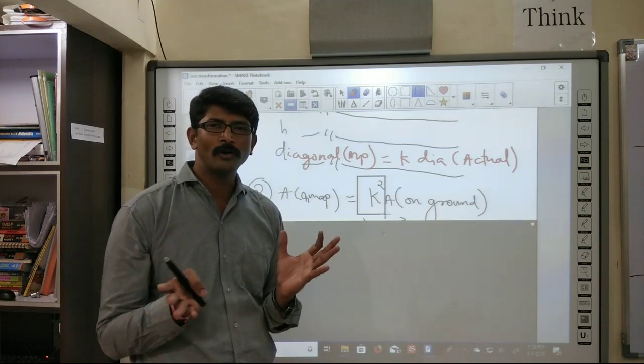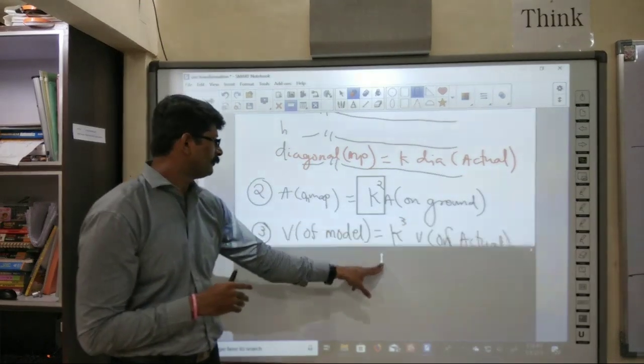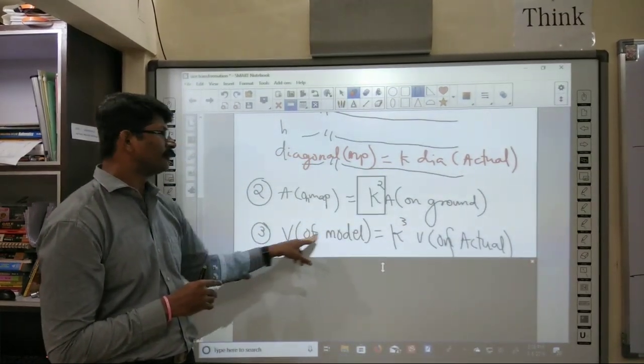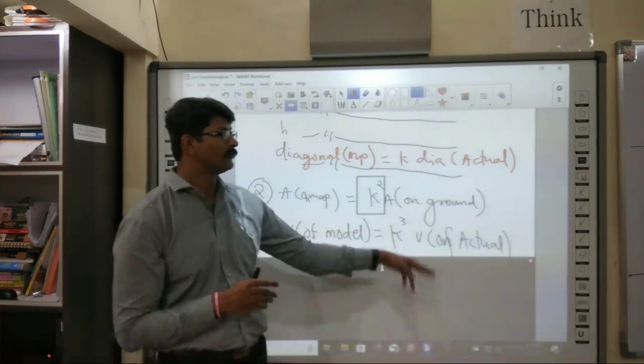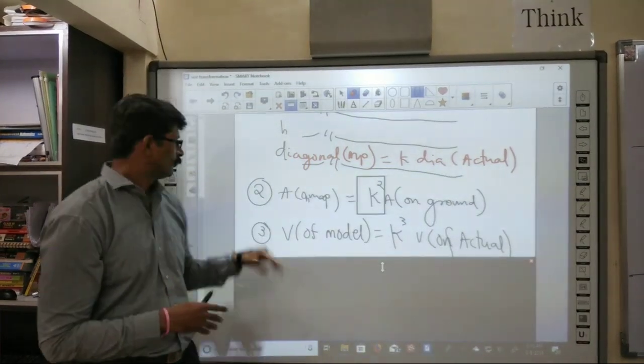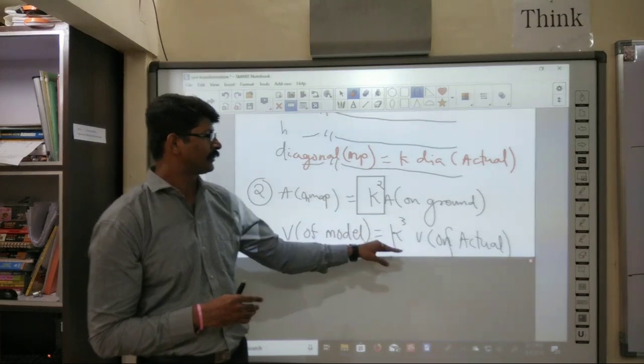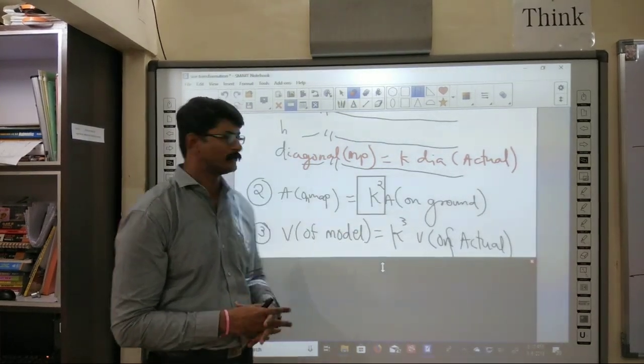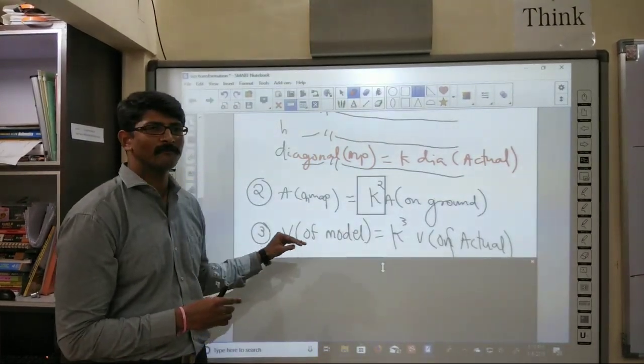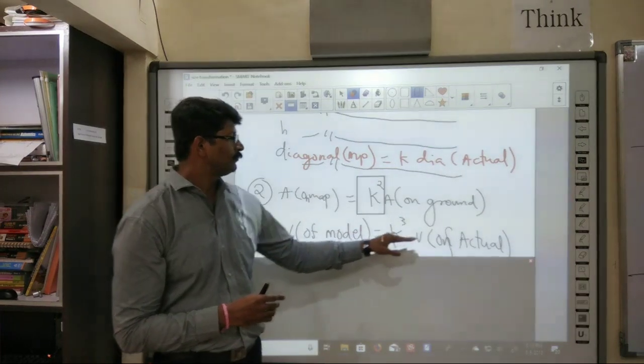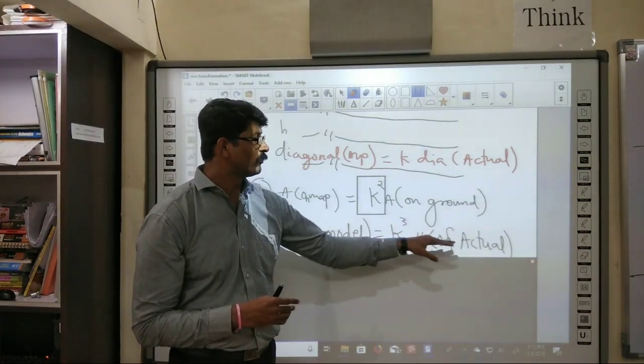Like if it is volume. So what will become in the volume? Obviously, the volume of model is equal to k cube times the volume of actual. So what is the volume of model? Volume of model is equal to k cube volume of actual.